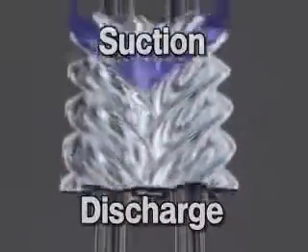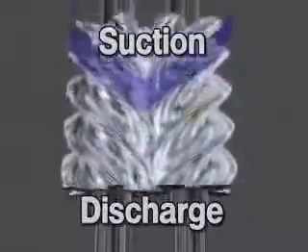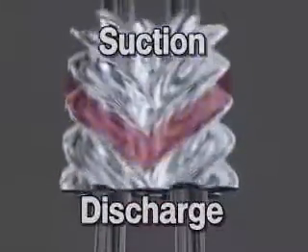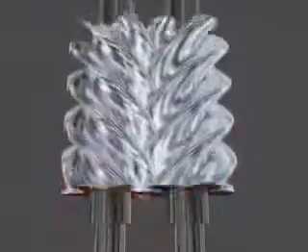This visual shows the movement of the refrigerant vapor from the suction to the discharge of a screw compressor, as viewed from the top. The vapor enters the suction area of the compressor and is trapped between the 2 lobes of the rotors and the compressor cylinder wall.